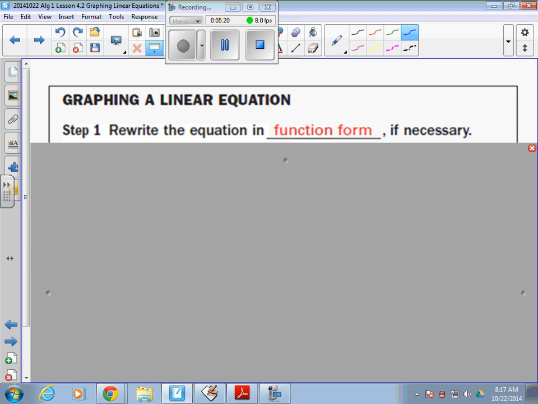Okay, and then you have 3 steps to graphing a linear equation. The first one is to rewrite the equation in function form if necessary. All this means is make it say y equals something on the right. That's what function form means. The best one, the most useful one we'll use in here is slope-intercept form. You'll make it say y equals mx plus b. But again, function form all it means is y equals. Get y by itself. But slope-intercept form, mx plus b, will be the most useful one.